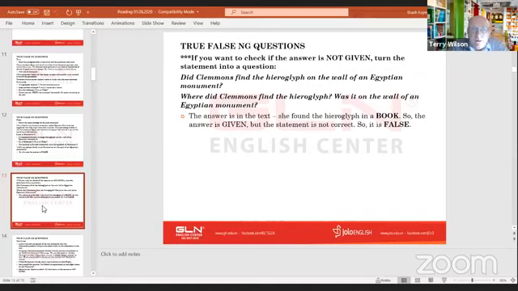So, one little tip I give to students, if you want to check if the answer is not given, turn the statement into a question. So, did Clemens find the hieroglyph on the wall of an Egyptian monument? And where did Clemens find the hieroglyph? Was it on the wall of an Egyptian monument? And the answer is in the text. She found the hieroglyph in a book. So the answer is given, but the statement is not correct. So this is false.